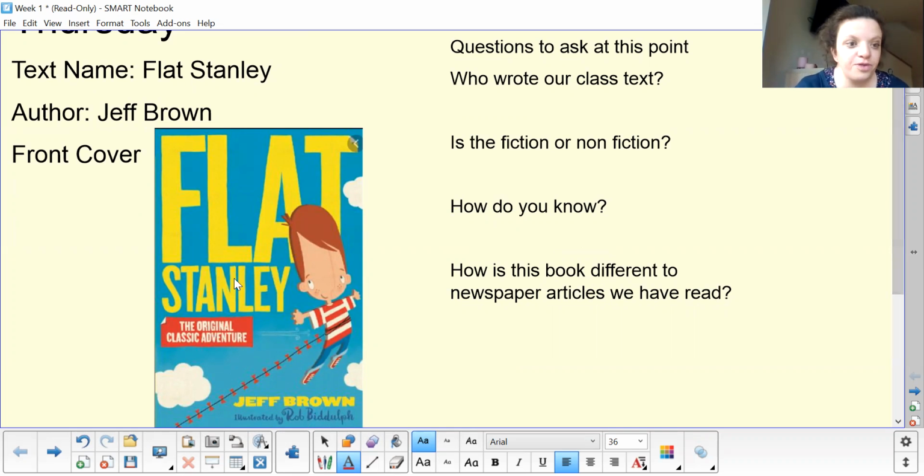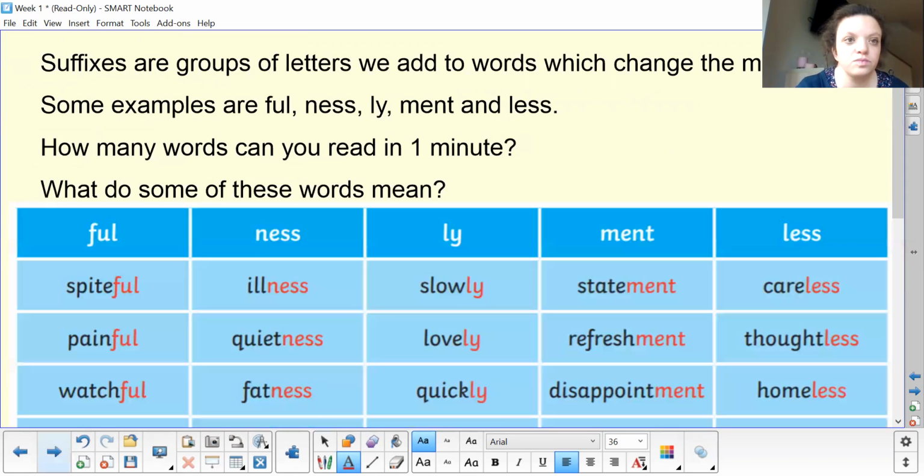Okay, let's move on with today's learning. I'm going to do a quick reading challenge. Suffixes are groups of letters which we add to words which change the meaning. Some examples are full, ness, ly, ment and less. For example, we've got the word pain. We could say I am in pain, but when we make it painful, we'd say, oh, my leg is feeling painful today, or I've got a painful earache. So they change the meaning of these words.